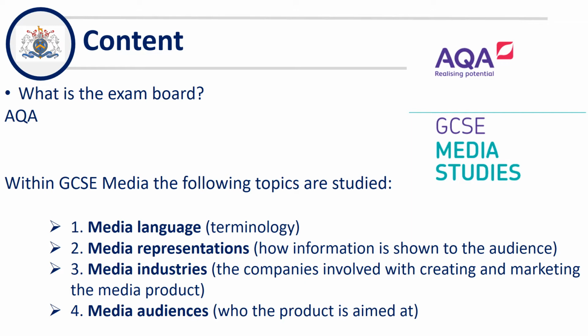That's how, again, events and people and issues are represented in the media and how we are interpreting them. The third thing we look at is media industries. They're the companies that provide us with those media products. And the last thing that we study is media audiences. Okay, so that's who a product is aimed at and how it's aimed at that particular media audience. And I'll explain that all in a little bit more in just a moment.